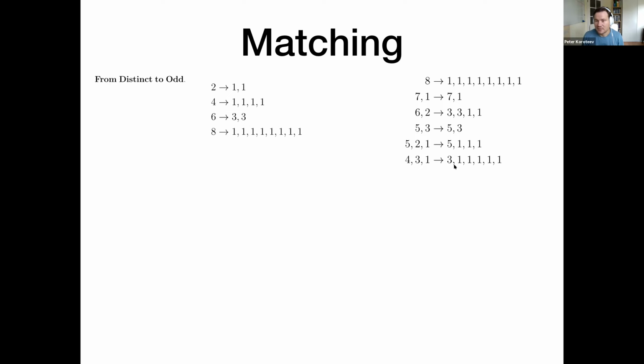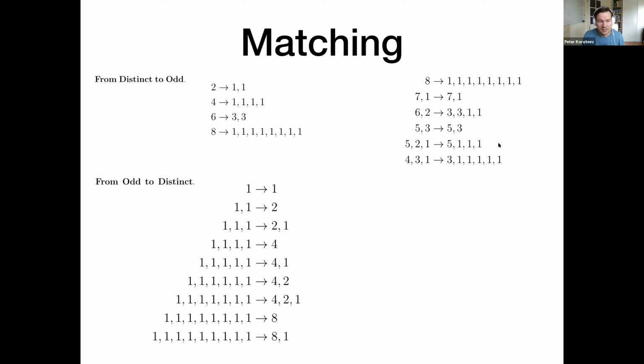Similarly here, there are some more examples. So the odd and distinct partition doesn't change because, you know, the parts are not divisible by 2. But say 6, 2: both parts are divisible by 2, so you divide them into 3 plus 3 and 1 plus 1, and so on and so forth.